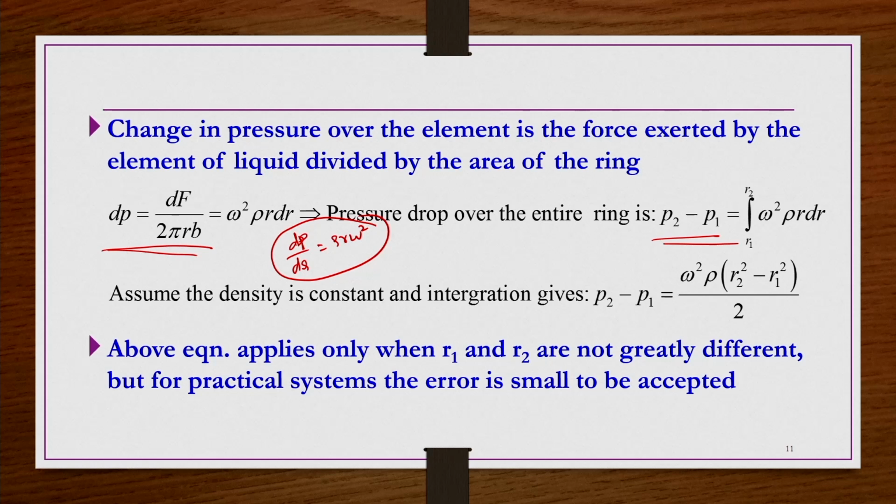Remember, this equation applies only when R1 and R2 are not greatly different from each other, that is, the liquid layer thickness that is attaching to the centrifugal bowl because of the centrifugal field is not very thick, it is thin. So, R2 and R1 are not different from each other, because R2 minus R1 is nothing but the thickness of that liquid. But for a practical system, the error is so small that you do not need to worry about the difference between R1 and R2, because practically when you apply a high centrifugal field, this difference in R1 and R2 is going to have very little influence.